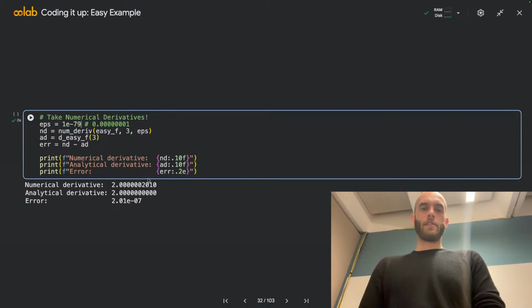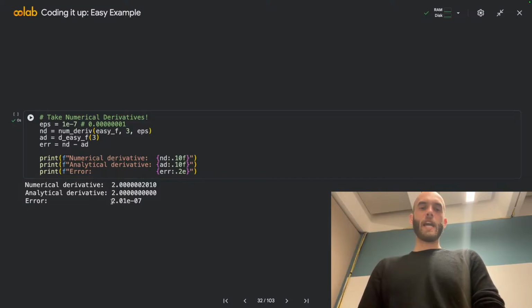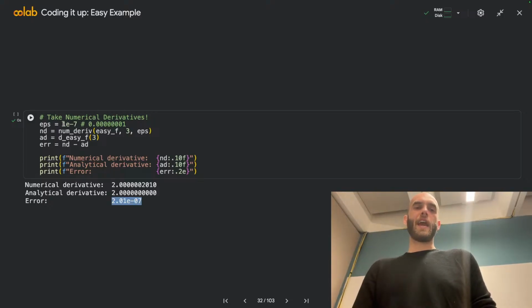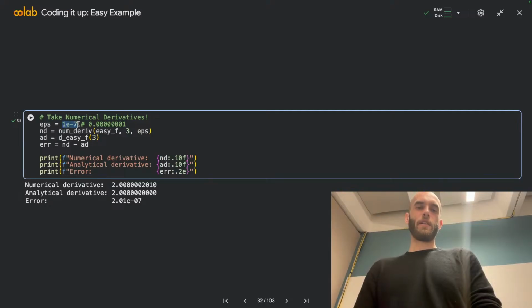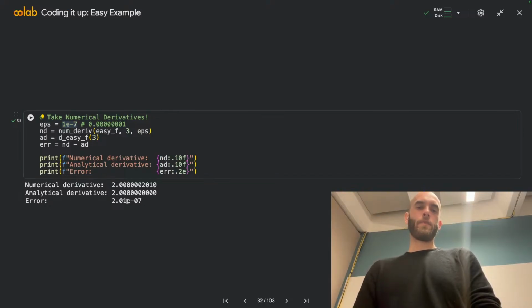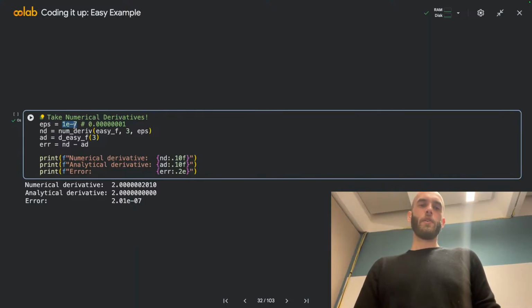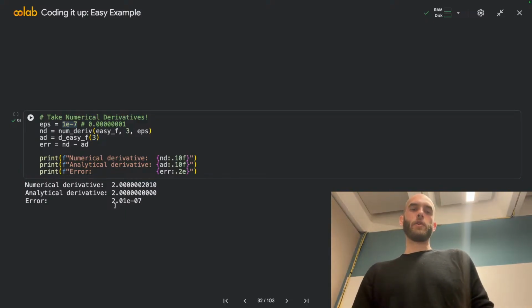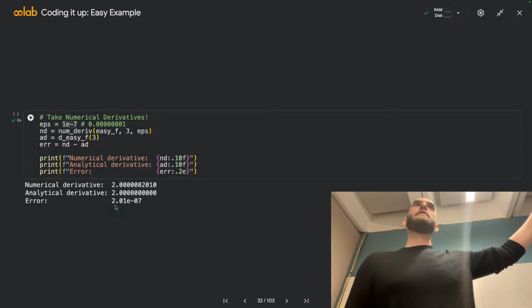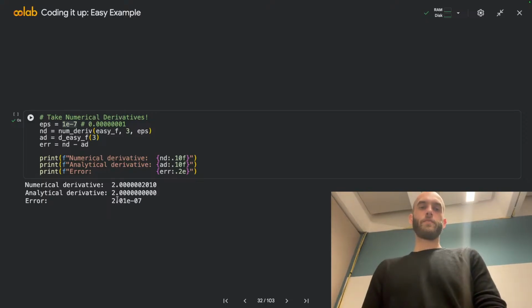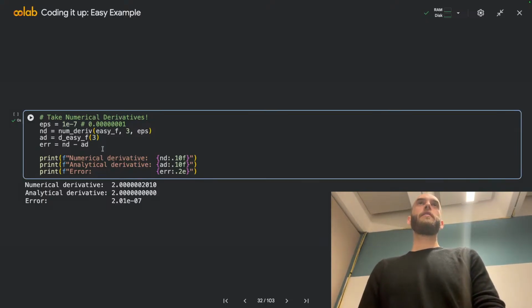These two things are not identical. But the error is very, very small. And what you can see here is the error has the same sort of order of magnitude as the epsilon. So this won't always be this close, but you can see the order of magnitude is very similar. So this number is like 2 with 7 zeros before it. Okay, any questions here?